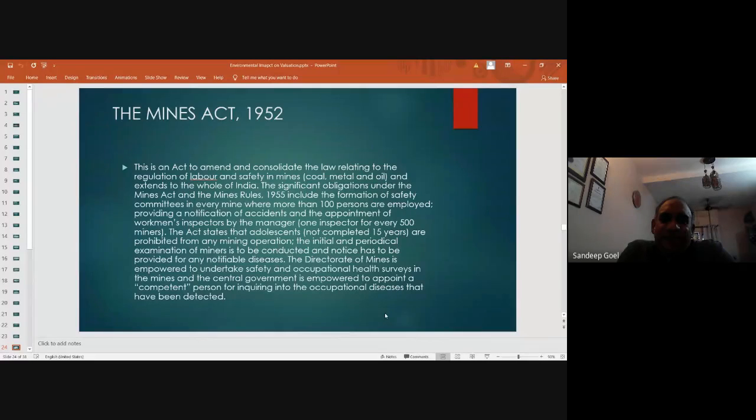So basically, it is a welfare act for the welfare of the workers who are employed in the mining industry, by formation of committees and by stringent implementation of law for their health.